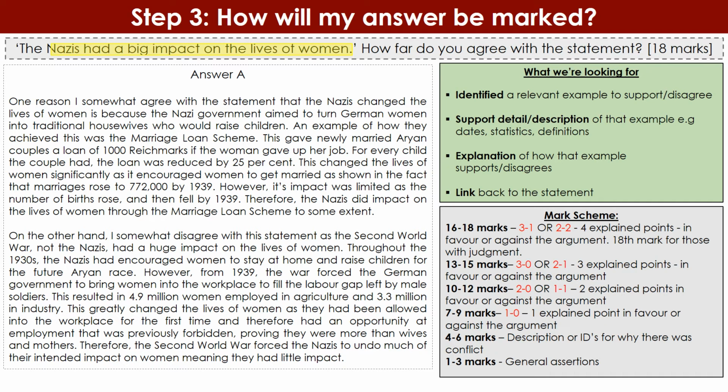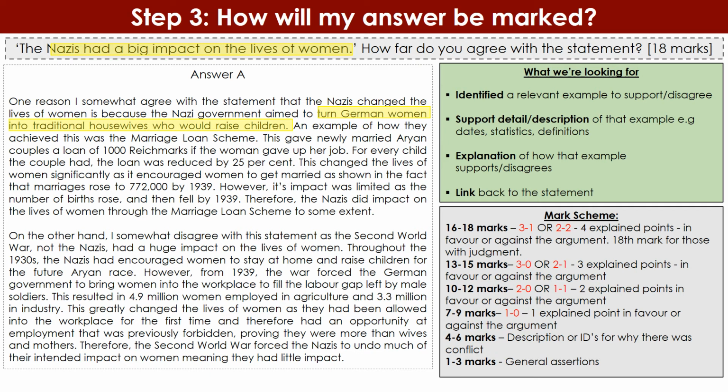Okay, hopefully you've had a chance to have a read through the example answer. If we start off with the first paragraph then, let's see if we can find where they identify a relevant example as to how the Nazis did have a big impact on the lives of women. Because they're starting off with the agree side. Their identified point is the fact that they are saying, well, actually the Nazis did have a big impact on the lives of women because they are trying to turn German women into traditional housewives who will raise the next generation of the Aryan race. That's a good start. At the moment, there are about 4 marks because they've identified a relevant example.